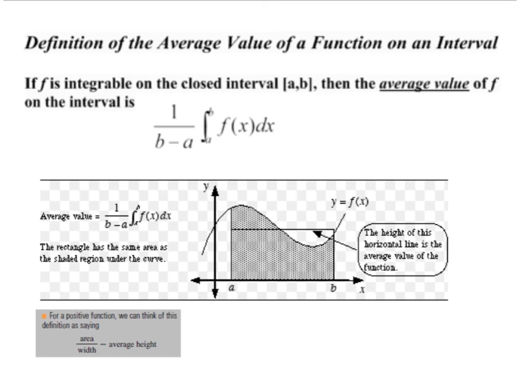And you can see a diagram down here where you have a function. Here's f of x. We're going from a to b, and here's the area under the curve. And so the average value basically is the height of this horizontal line. This height of the horizontal line is this average value here. So this rectangle right here has the same area as the shaded region under the curve. And so for positive functions, like what we're saying here, we would say that the area divided by the width is the average height. So, that's finding the average value of a function on an interval.